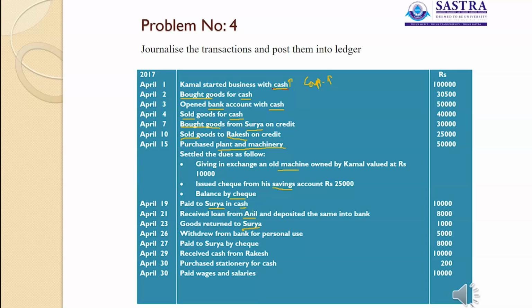Withdraw from bank for personal use, so drawings account and bank account. Paid to Surya by check. Next one is Surya account and bank account. Received cash from Rakesh. Cash and Rakesh account. Purchased stationery for cash. Stationery account debited and cash account credited. Wages and salaries account debited and cash account credited.